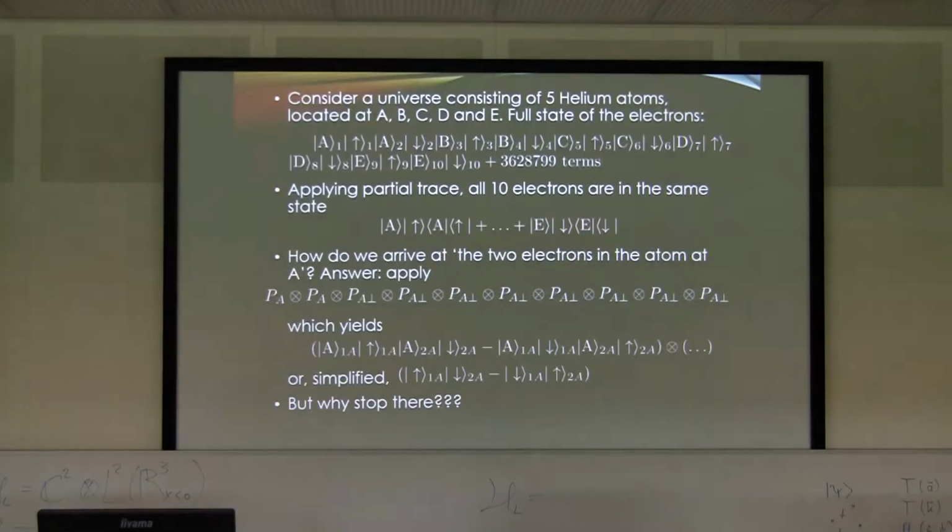To do that, I'm going to make it a bit simpler. Suppose the universe only consists of 5 helium atoms. Suppose non-relativistic quantum mechanics is perfectly exact and everything. So there are 5 helium atoms located at, let's say, 5 distinct wave packets located at A, B, C, D, and E. And they're all in the ground state.